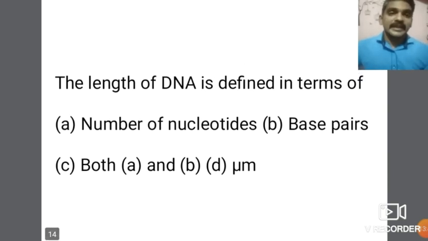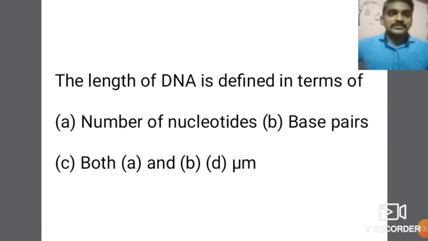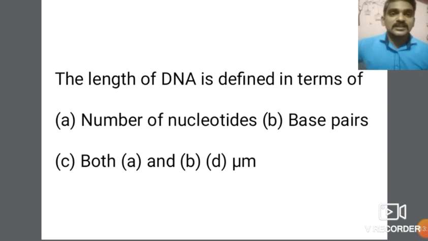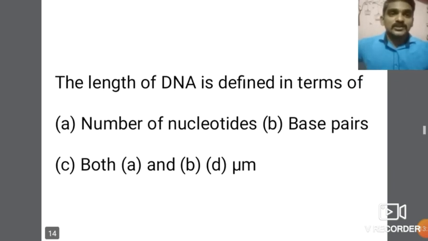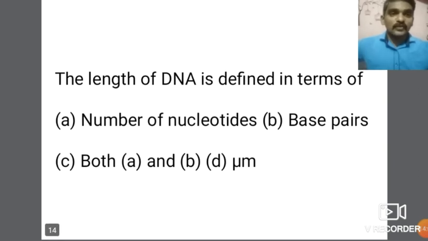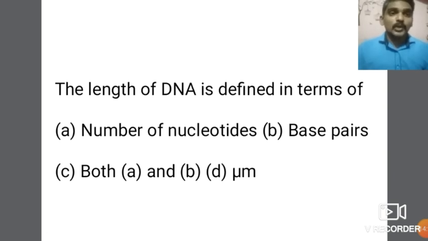Why? In maximum animals, from bacteria to higher organisms, the genetic material will be DNA, that is double stranded DNA. In case of double stranded DNA, you will have base pairs. A pairs with T, G pairs with C. So we can measure the length with the help of the number of base pairs. In some viruses, you have single stranded DNA as genetic material. In those viruses, we can measure the length with the help of only nucleotides because they don't have base pairs.